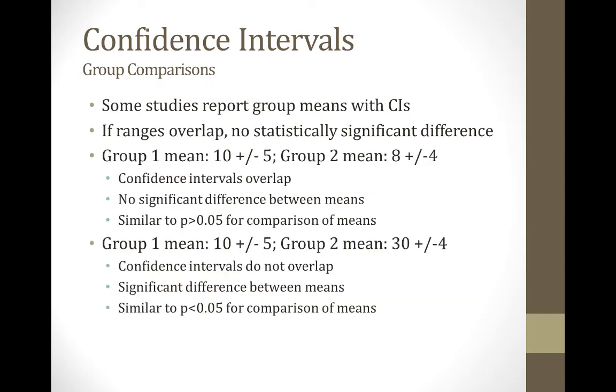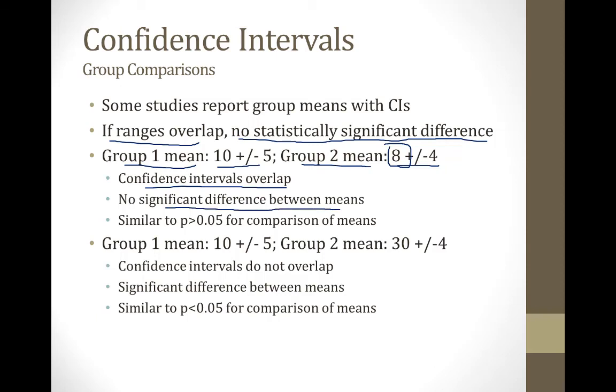Another way that confidence intervals are important for group comparisons is if the ranges overlap. The key point here is if the ranges of two groups overlap, there is no statistically significant difference. Let's suppose, for example, that group 1 had a mean of 10 plus or minus 5, and group 2 had a mean of 8 plus or minus 4. You can see that 10 plus or minus 5 goes from 5 all the way up to 15, and that includes the number 8 in the second group. So these confidence intervals overlap. And when this occurs, this means there's no significant difference between means. This is very similar to a p greater than 0.05 for a comparison of means.